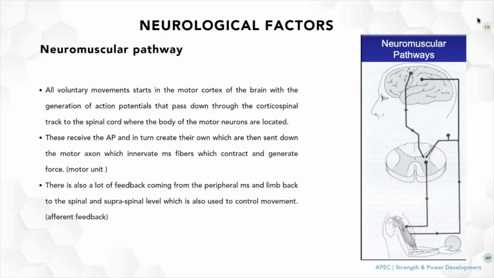But on top of this, we also have what's called afferent feedback. Essentially, afferent feedback is where you have little sensory neurons within the muscle, and they send signals from the muscle to the brain to tell it that it needs to generate more force, or it needs to stop generating force, okay? So you constantly have this cycling of a signal coming from the brain to the muscle, and then a signal going back from the muscle to the brain.